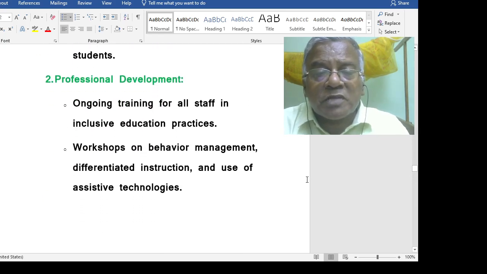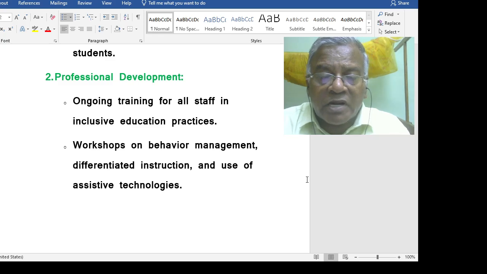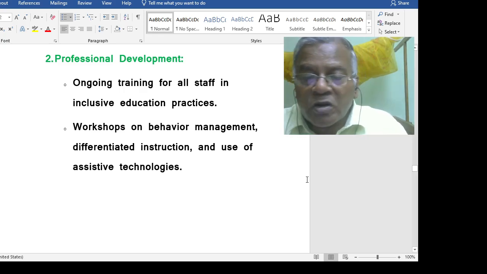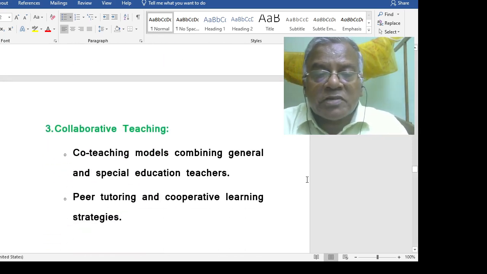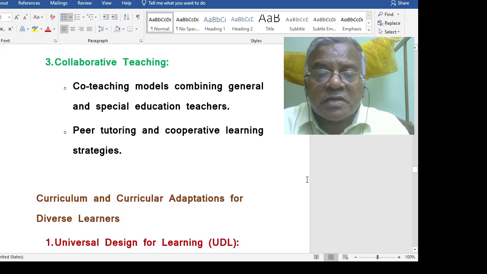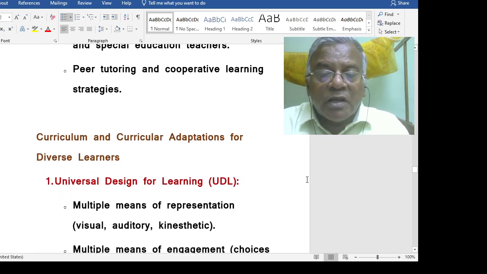That is professional development: ongoing training for all staff in inclusive educational practices, workshops on behavior management, differentiated instruction, and the use of assistive technologies. Collaborative teaching: co-teaching models combining general and special education teachers, peer tutoring and cooperative learning strategies.